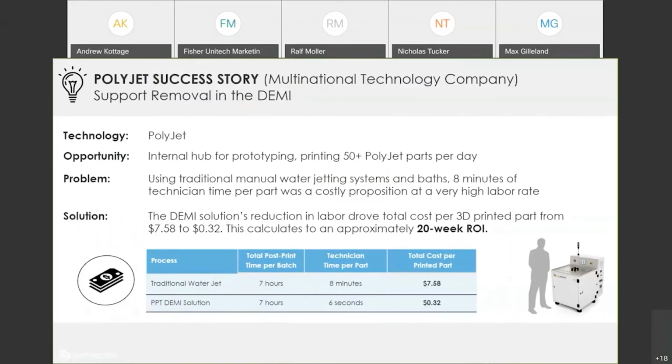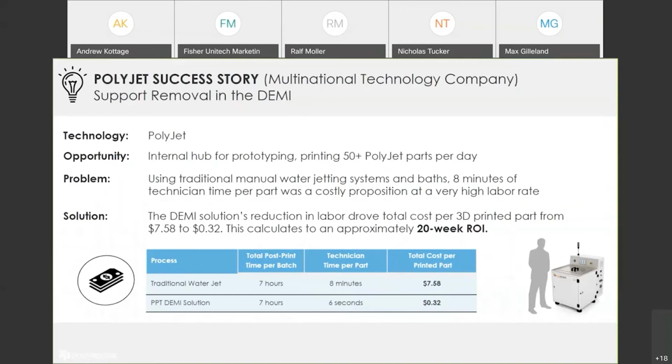They were only spending 8 minutes of technician time. And at first glance, you might think, hey, that's not a ton per part. 8 minutes seems reasonable. But they did have a very high labor rate. I think they might even have had engineers doing the work, which is maybe a surprise to you, but we see that quite often, as a lot of people don't plan for their post-printing. So engineers might get hands-on. So it's an expensive hourly rate.